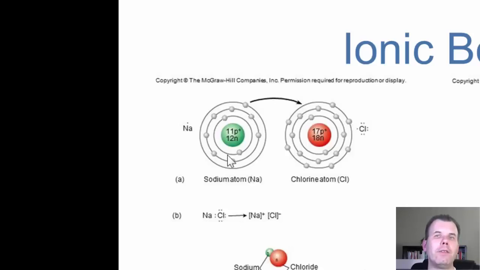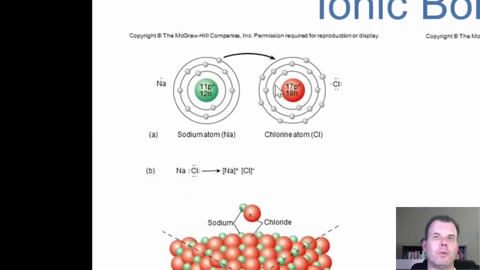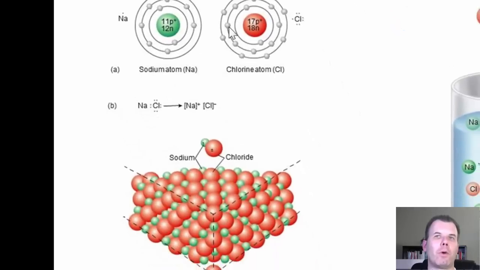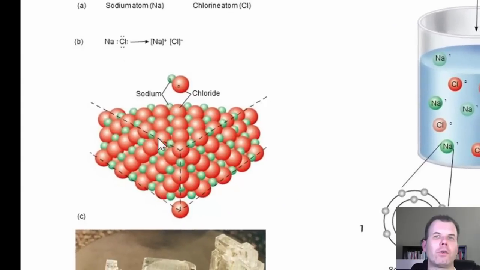And so because of that, though, you gain a positive charge here and you gain a negative charge here. And that's what happens in these situations. And so when that happens, they form a bond and you can see they form these crystal structures.